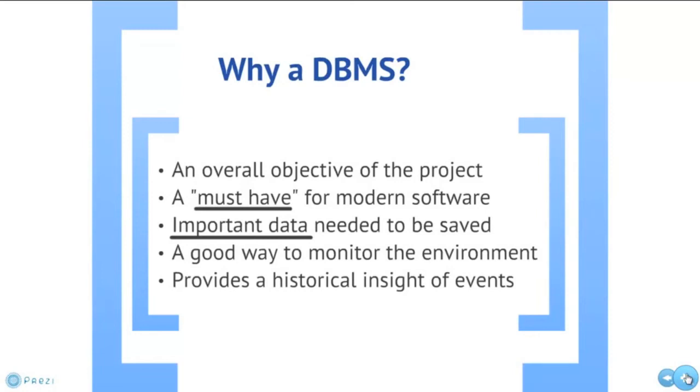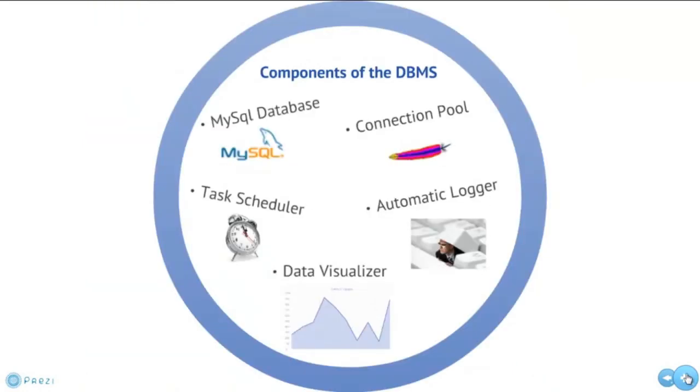Important data needed to be saved, and we needed to come up with a good way to monitor the environment and provide a historical insight of events that had happened in the environment. Components of the database management system are a MySQL database for storing the data itself, a connection pool for managing connections between the database and the program, a task scheduler for scheduling cron jobs and just about any other task, an automatic logger for logging crucial and important information about the flow of the program, and a data visualizer to build graphs to visualize the data that is based in a database.